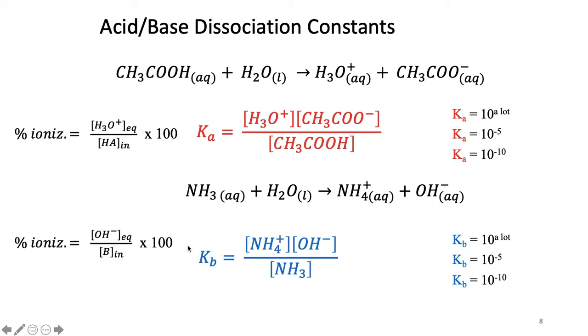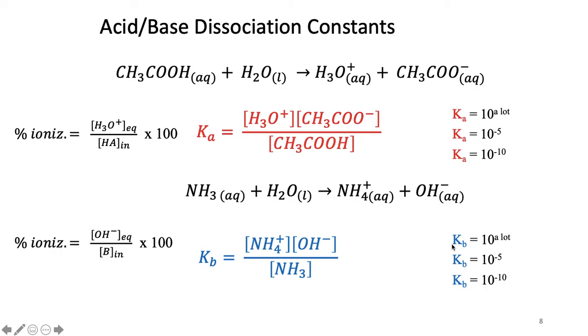How do I write an equilibrium constant, or a dissociation constant, for the base? I have molar concentrations of my products, so NH4 plus multiplied by the molar concentration of OH minus, divided by the concentration of NH3. Notice that we're talking about molar concentrations now because we are in solution. We don't deal with gases when it comes to acid-base reactions, and therefore we're only going to talk about molar concentrations. The same idea as a Ka is applied to Kb values.